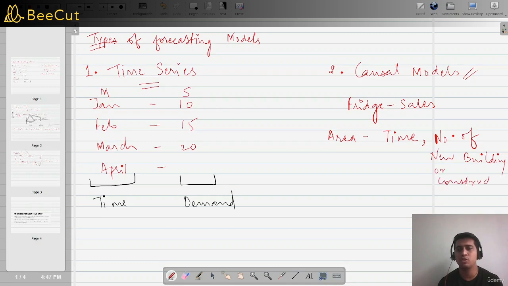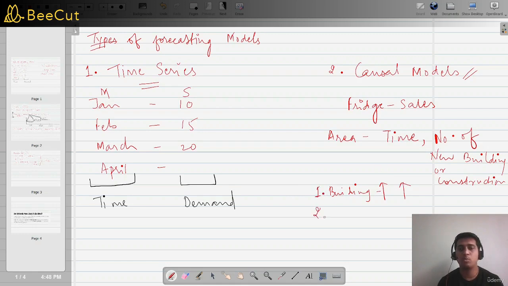Do you want to include this also as a factor? Why do we want to add this? Because buildings will have different flats or houses in them. So if buildings increase, more families will be coming into those buildings, and they will require fridges, and the requirement of fridges increases. That's one: the number of buildings.